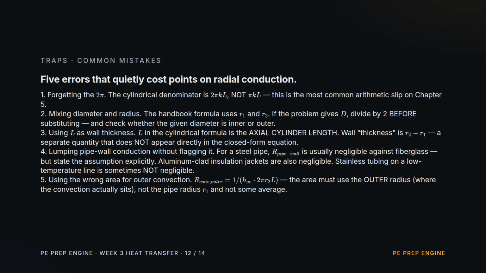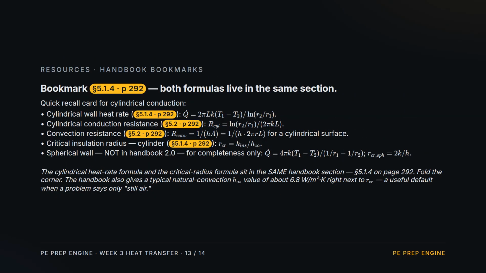Bookmark the page. The cylindrical heat rate formula and the critical insulation radius sit side by side in one section. Fold the corner. The handbook even gives a typical natural convection h∞ right next to R critical, about 6.8, a handy default for a still air problem. The resistance forms are one section over. The spherical formula isn't in the handbook at all.